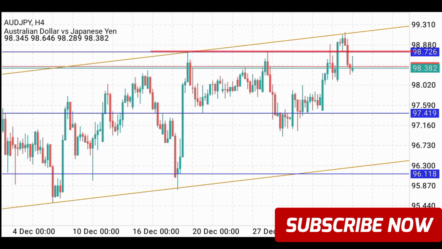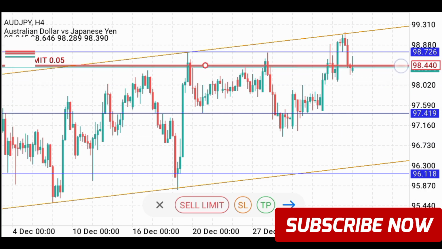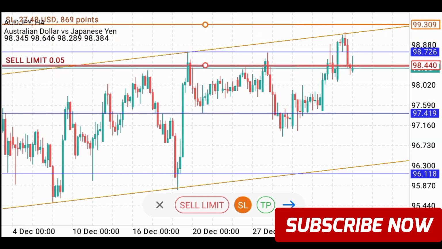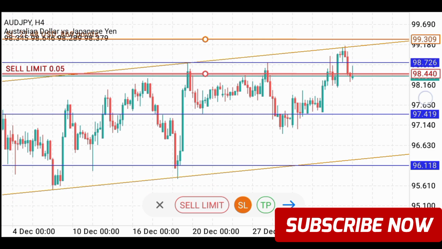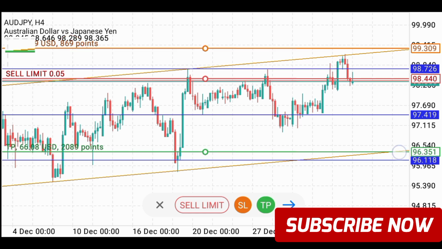If you enter at this current price, let me show you. So let's say if you sell at just a little above where the price is right now, let's say I'm selling with a 0.05 lot size, then I put my stop loss just above this recent high. This fake out we've identified, that will be risking about $27.49, which is about 86.9 pips. All right, so if I put my take profit here, that will be about 66.08 USD, and that's about 208.9 pips.